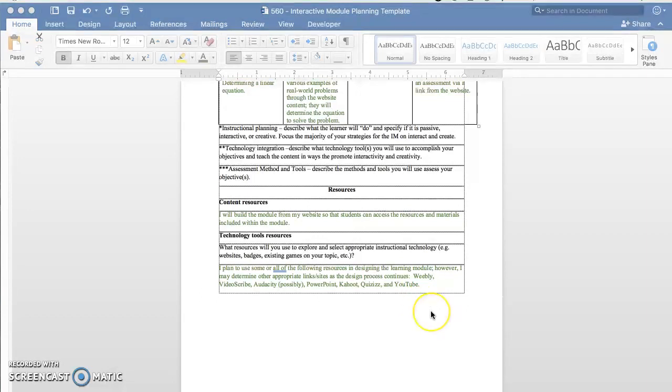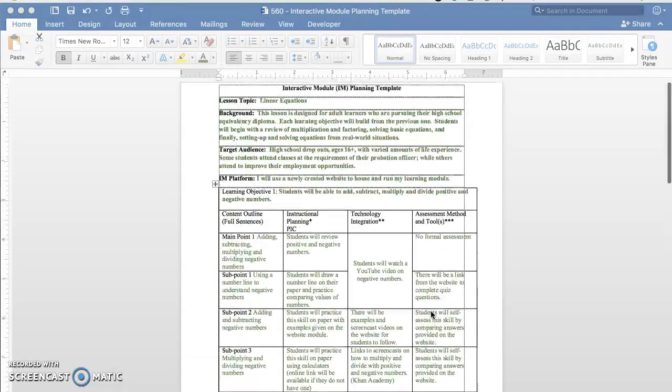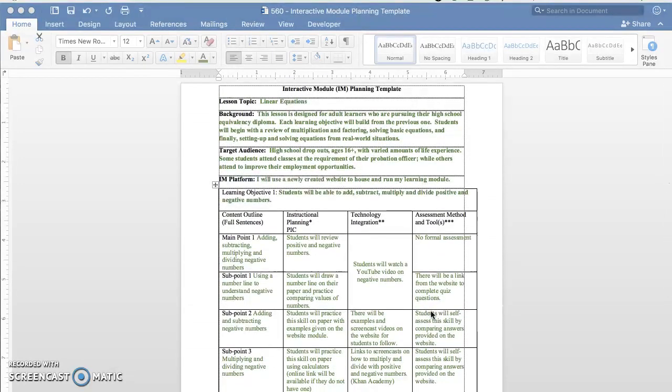So that's a quick assessment and review of the assignment. Really looking forward to designing the final product and putting it to use actually in my classroom.